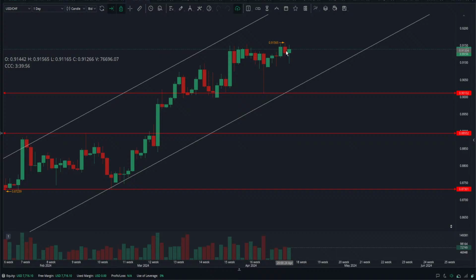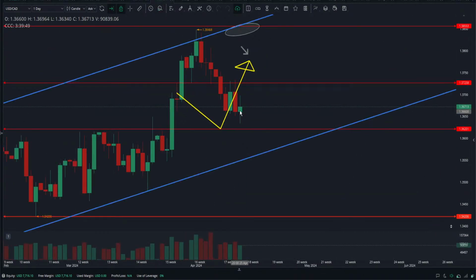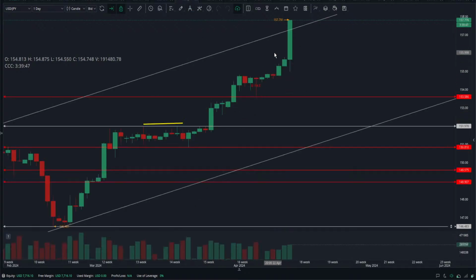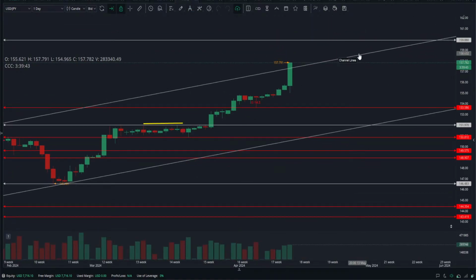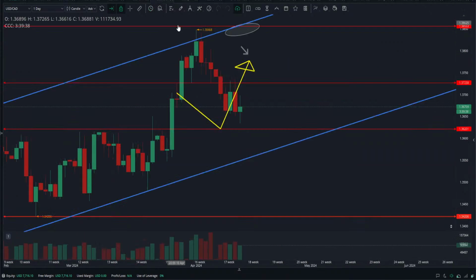Okay, so let's see. Although the other pairs are rising with the US dollar, like say USD CAD, that is also not, but USD JPY you can see, 157.77, 159.88 is the target. So yes, a very good move in the USD JPY, but we are talking about the USD CAD here.